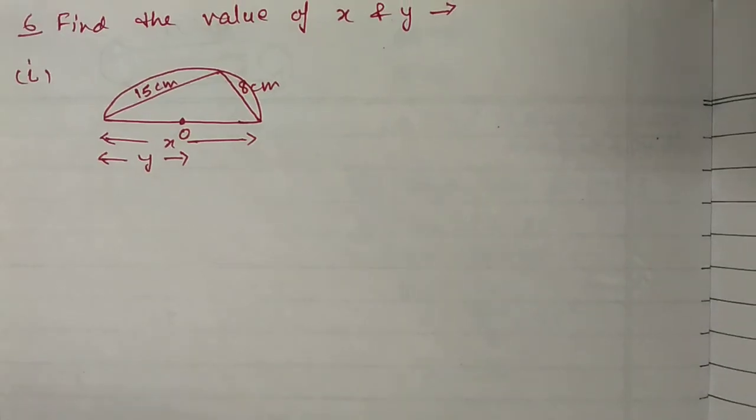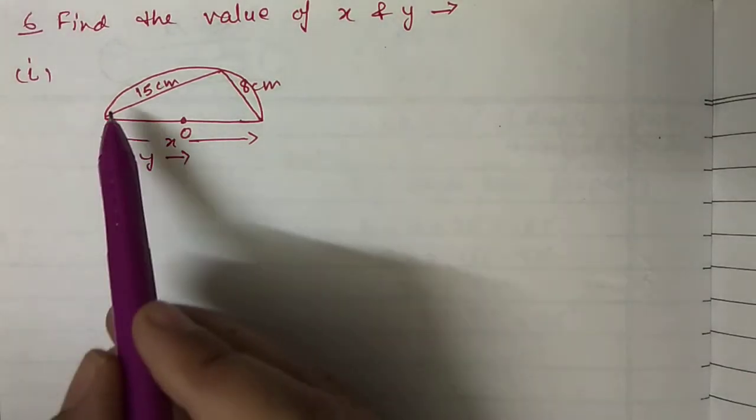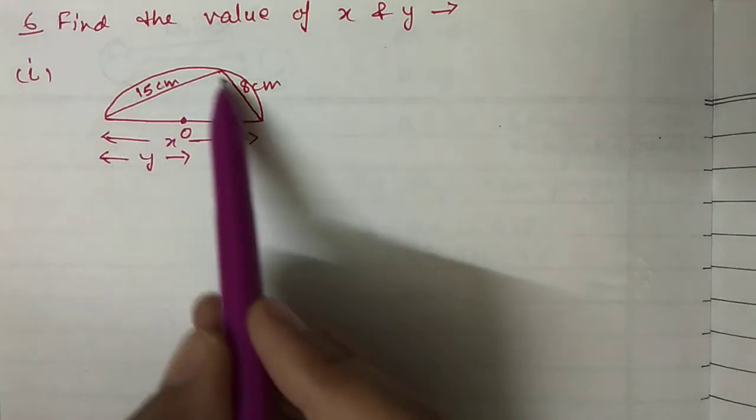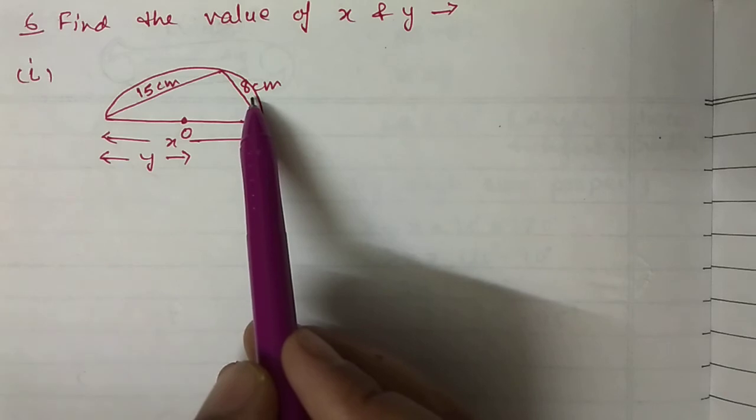Next question number 6. Find the value of x and y. So first part is given here. In this figure, this is a semicircle. In the semicircle they have given one triangle. This is 15 centimeter and this is 8 centimeter.